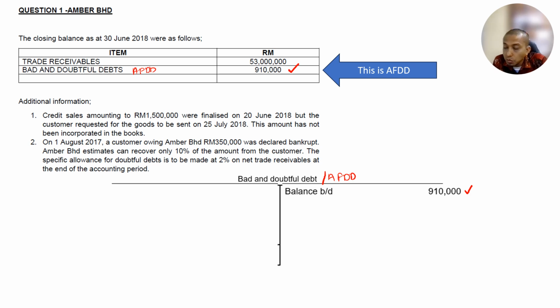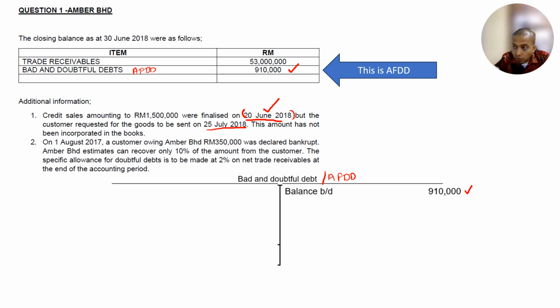So credit sales amounting to 1.5 million were finalized on 20 June 2018, but the customer requests the goods to be sent on 25th July 2018. So we know that the sale is complete already on 20 June 2018, but only the customer requests us to send on 25 July 2018. The control of the goods is transferred already to the customer on 20 June 2018. We should recognize this as our sales already, our income already, revenue already.